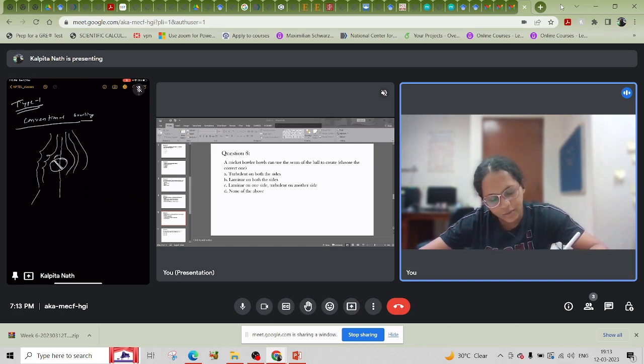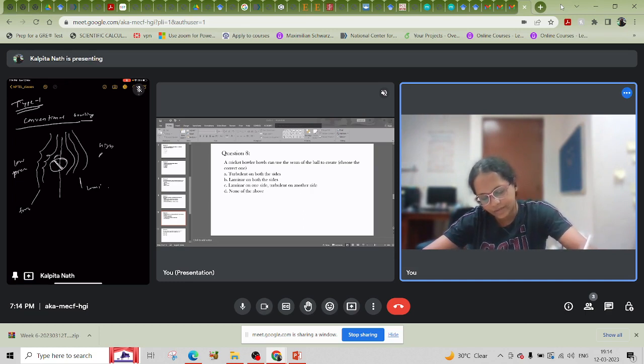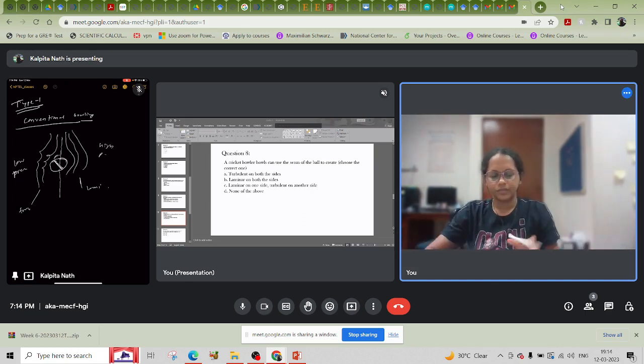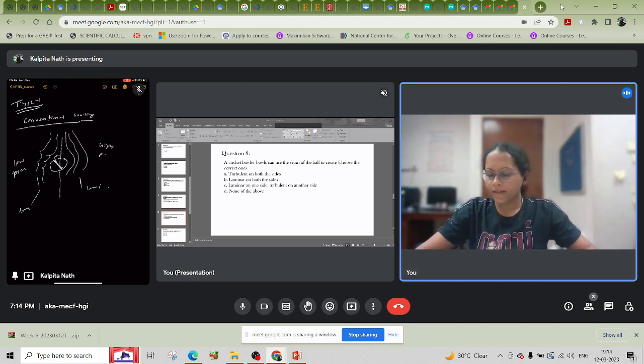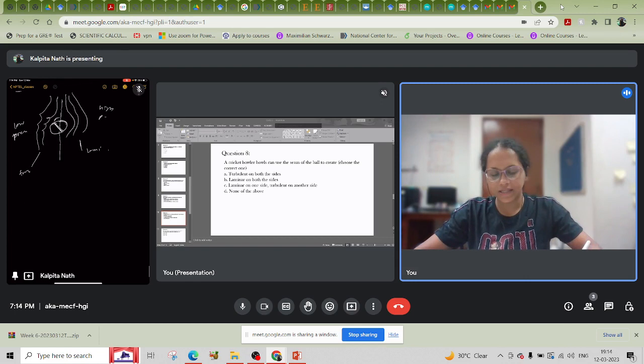So this side is turbulent, this side is laminar, and hence this is a low pressure region. Turbulent is low pressure and laminar is high pressure. So the pressure on the turbulent side is less as compared to the laminar side.